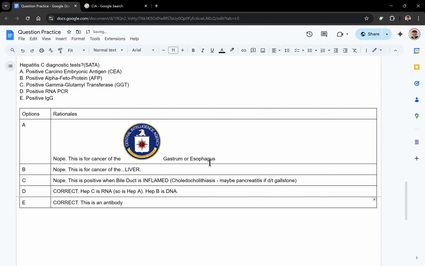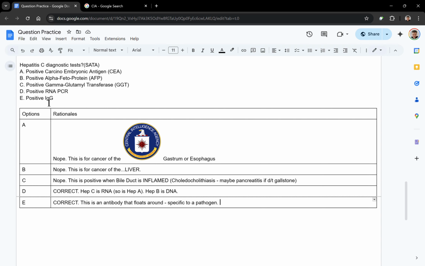I'm already typing it, right? So this is an antibody that floats around, and they are specific to a disease process, a pathogen, I should say. So there's Hep B, Hep C, and Hep A antibodies. That's how you know someone's infected: they have the antibodies for it.